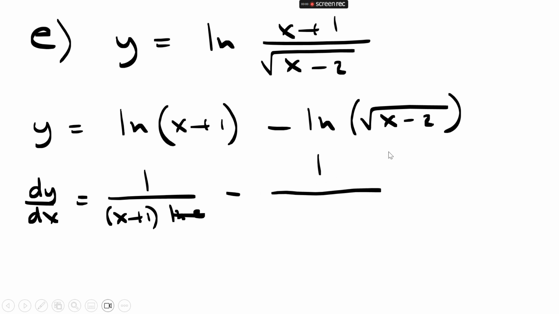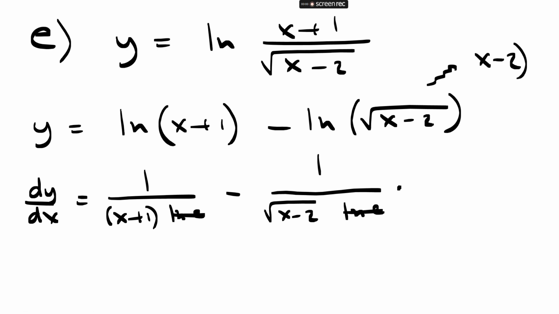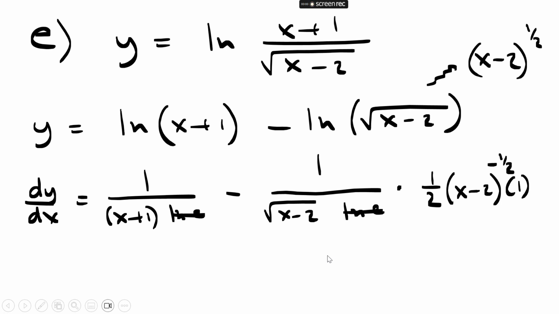Minus, and this guy, remember, this guy really is just 1 over the square root of x minus 2, ln of e. And then we've got to take the derivative of the square root of x minus 1, don't forget. So x minus 2 is really that to the second power. So the derivative would be 1 over 2 times itself. And then it's subtraction of that times its derivative, which is just 1.